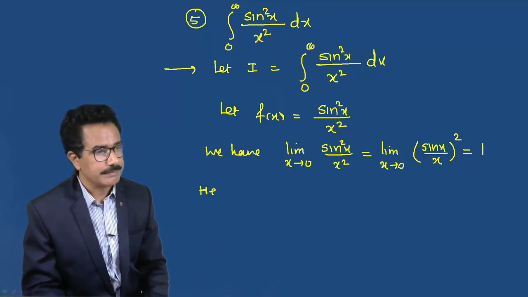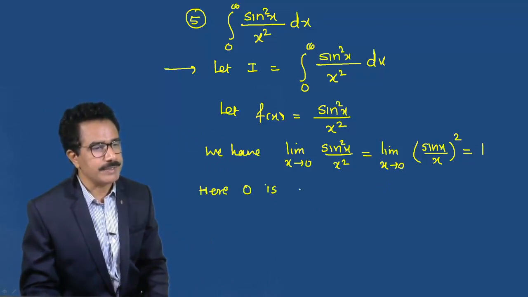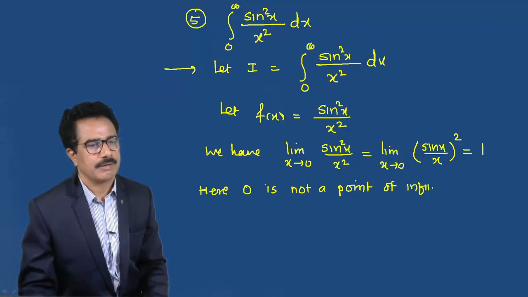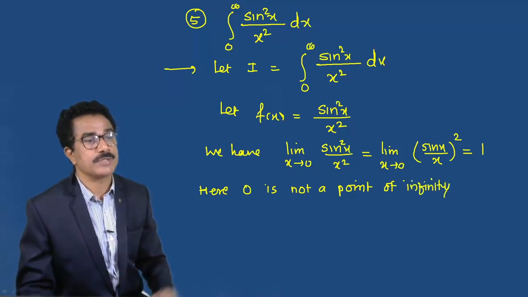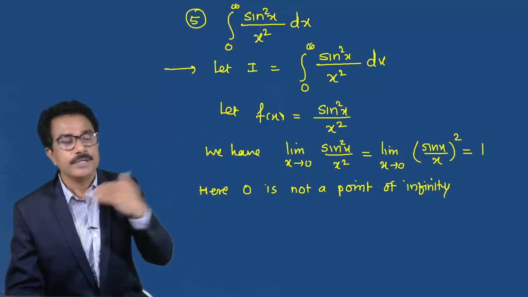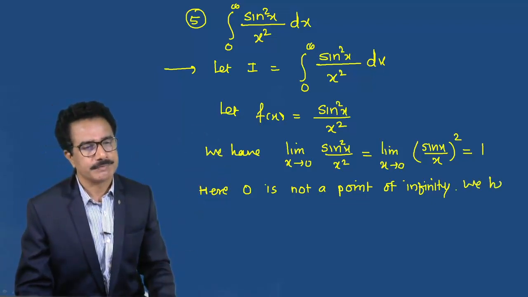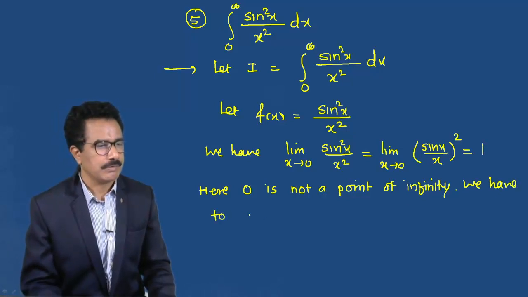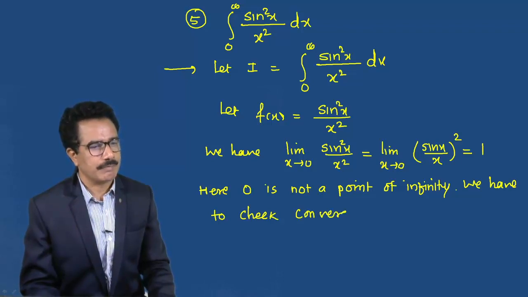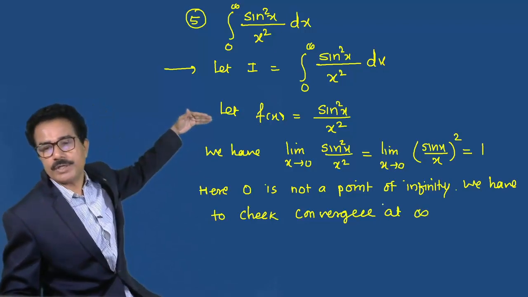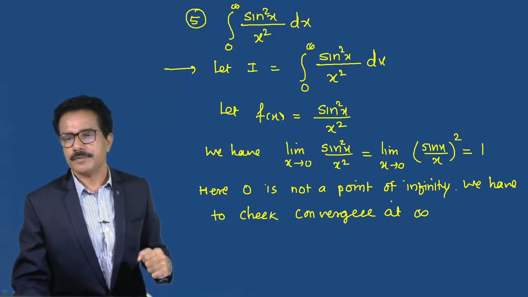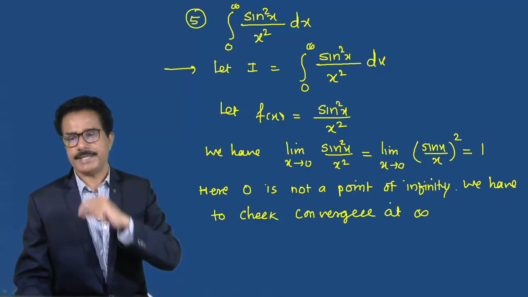Here 0 is not a point of infinity. Note that, student, 0 is not a point of infinity. So we have to check convergence at infinity. Means we have to check only the right end.